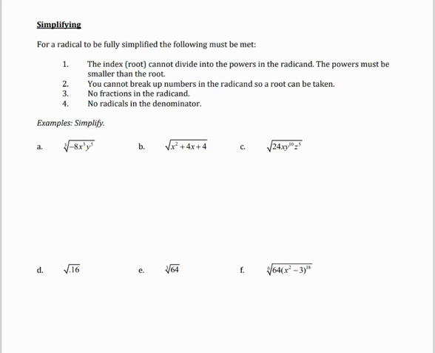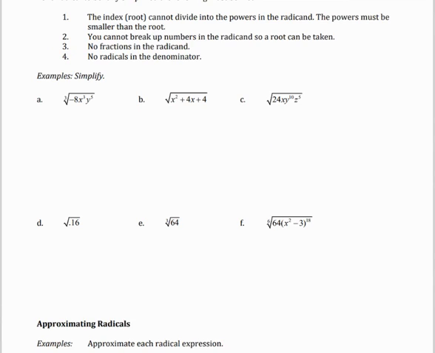The index cannot divide into the powers in the radicand any further. So that means that the inside powers must be smaller than the root itself. You cannot break up numbers in the radicand. So for example, if I have the number 12 inside the radicand, we can break that into perfect squares, so it wouldn't be fully simplified. 3 is that there's no fractions in our radicand. Remember, we'd have to rationalize. And same thing, no radicals in our denominator. We have to rationalize.